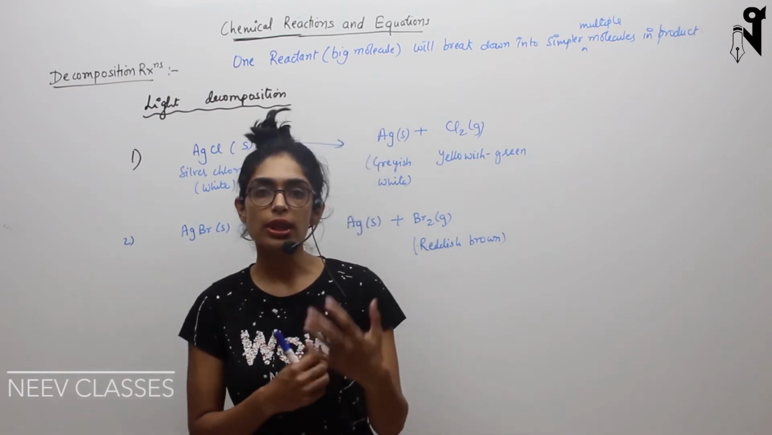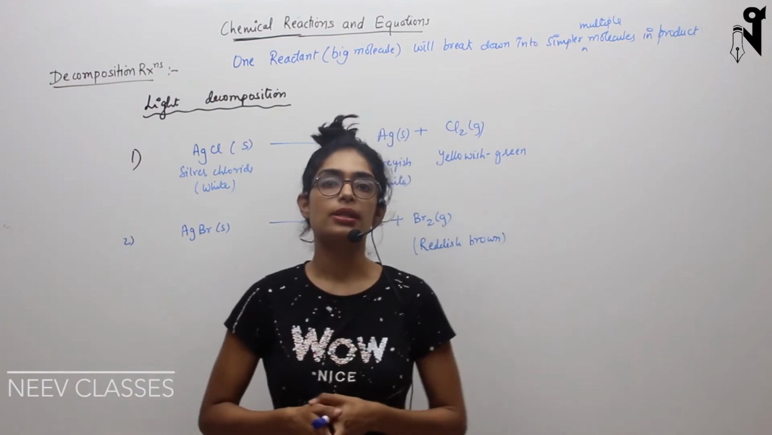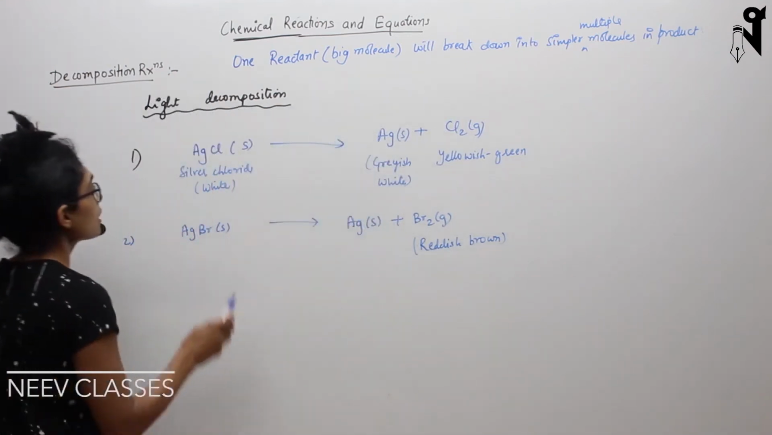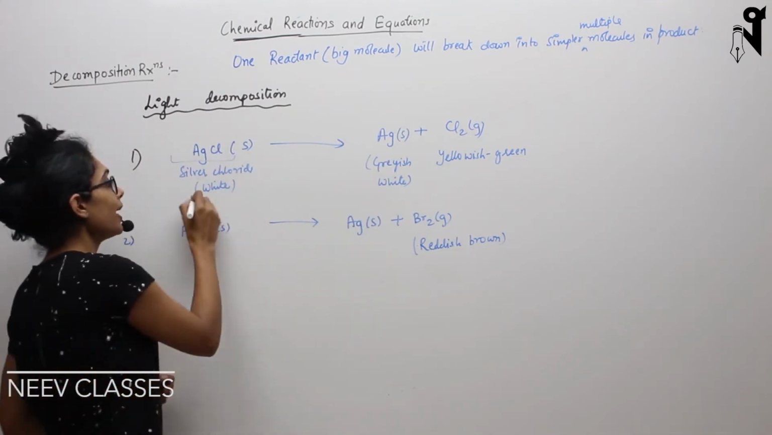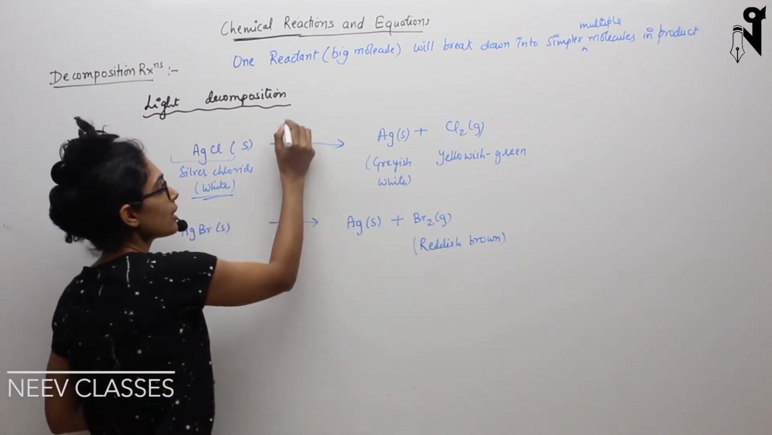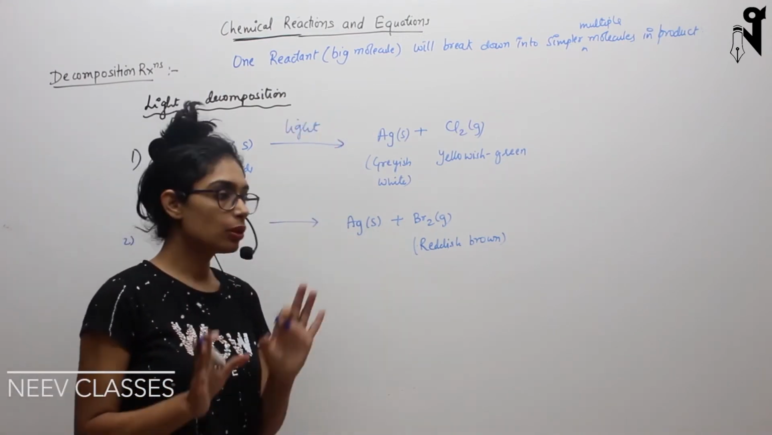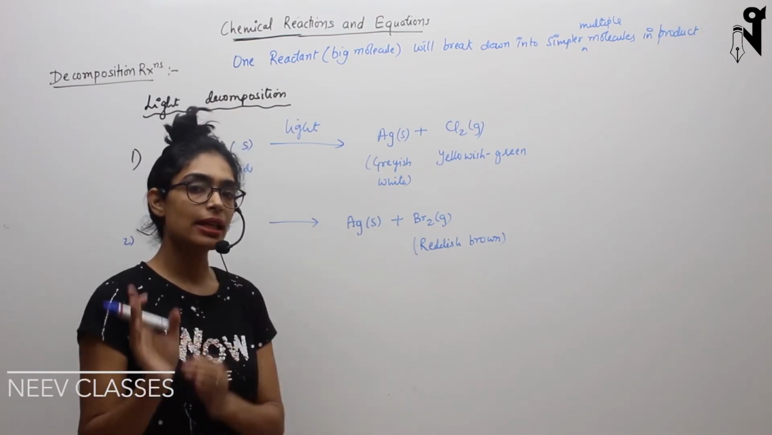Now in such cases, most of the compounds which are sensitive to light are the silver based compounds. Okay. So for example, if I talk about silver chloride, AgCl, this is a white color solid. As soon as the light falls upon it, this light can be sunlight, can be a bulb, can be any means of light. It need not necessarily be sunlight only.